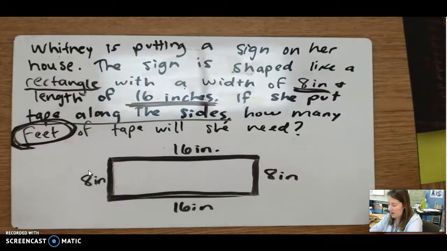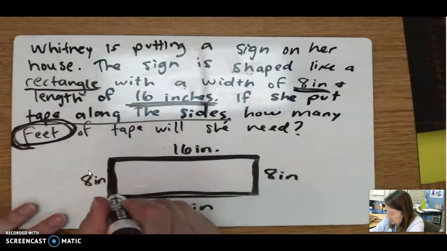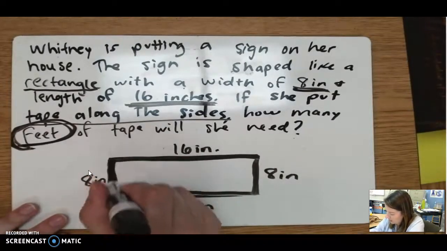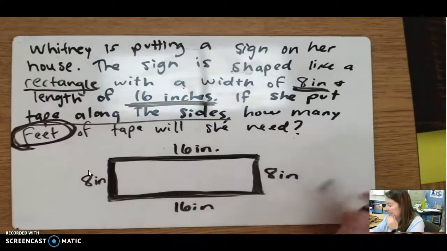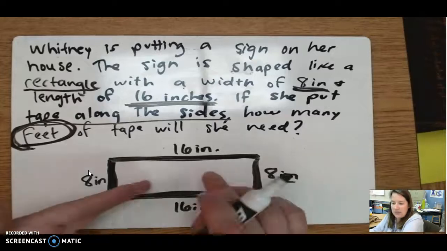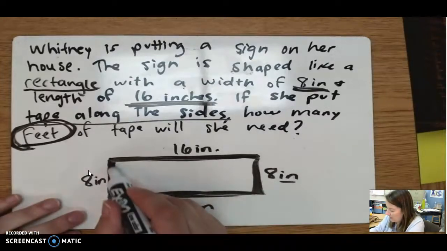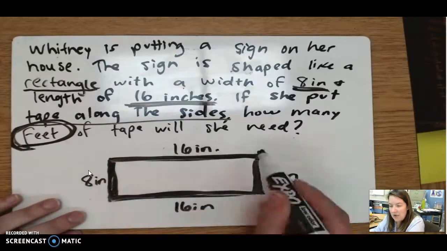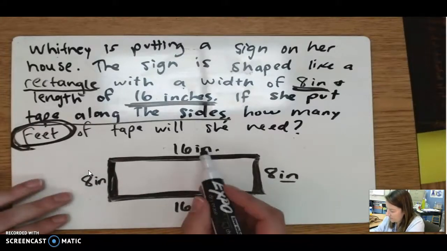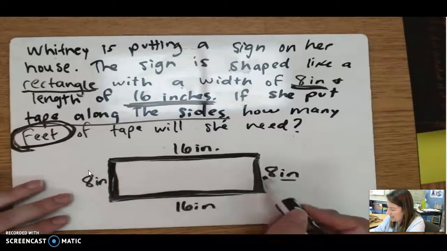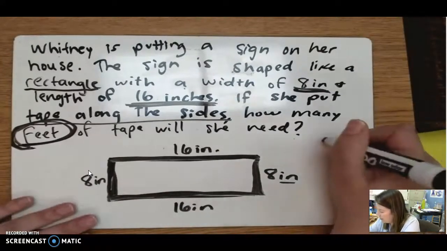So let's first figure out, if she put tape around the edges along the perimeter, here, here, here, and here, how much tape would she need? Let's figure it out in inches first, because that's what we have. How would I figure out how much tape she would need around the perimeter? I just need to add up the inches, right? 16 plus 8 plus 16 plus 8. Let's figure out the perimeter.